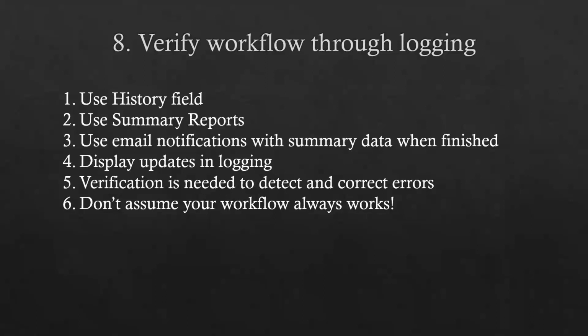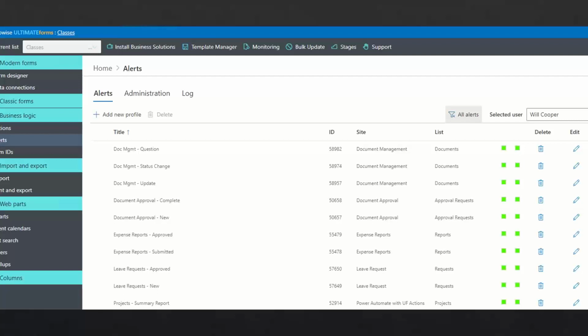We tackled this, verifying workflow through logging. So one part's the history field. We like to have automated log entries. We already covered that concept. Summary reports. Another thing you can do is email notifications that would go out to you just to get your attention, just to verify what's going on. And this helps you detect and correct if there's a problem that happened. And the biggest thing is don't assume your workflow always works. Have some ways to be aware of it if something goes wrong.